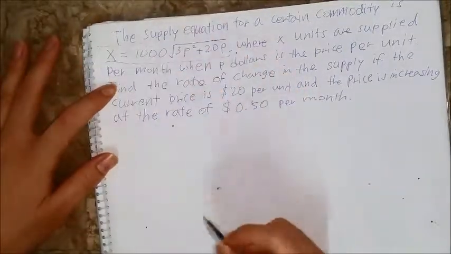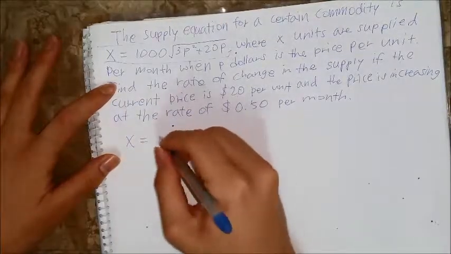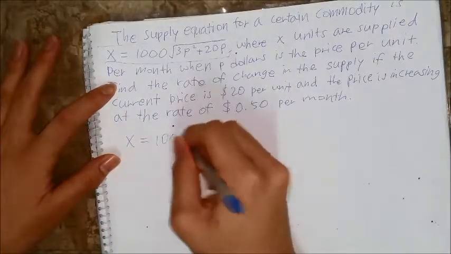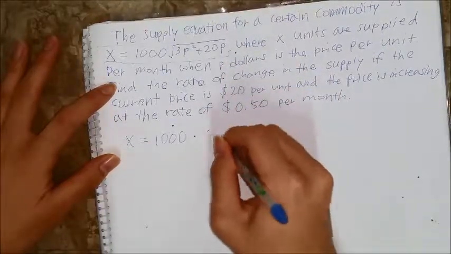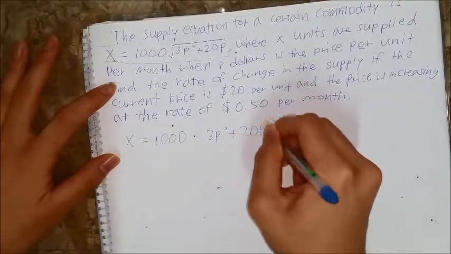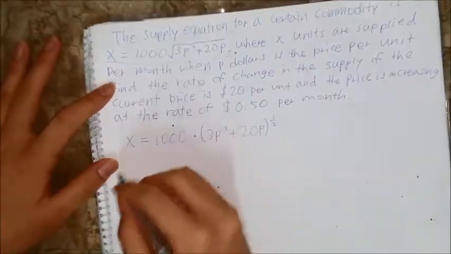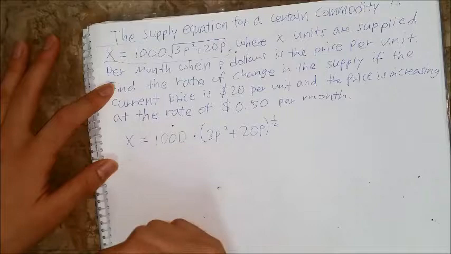So first we need to transform this, x equals 1000 times, we change this one as in this format. So then next we get derivatives.